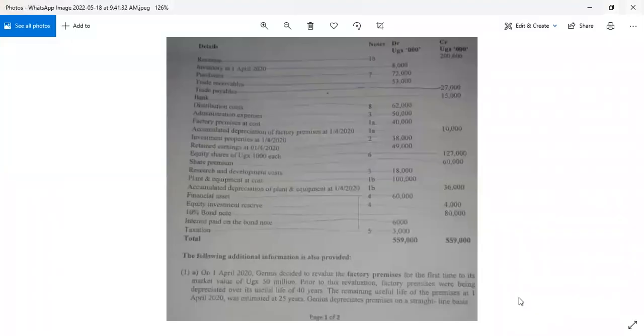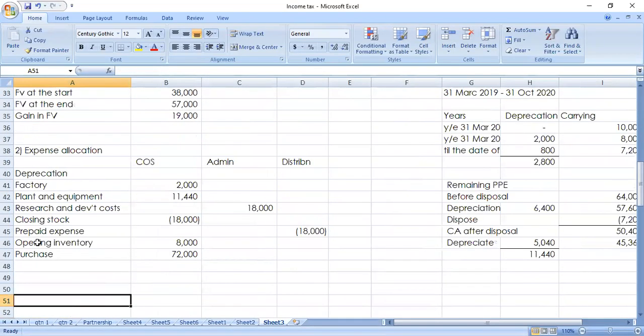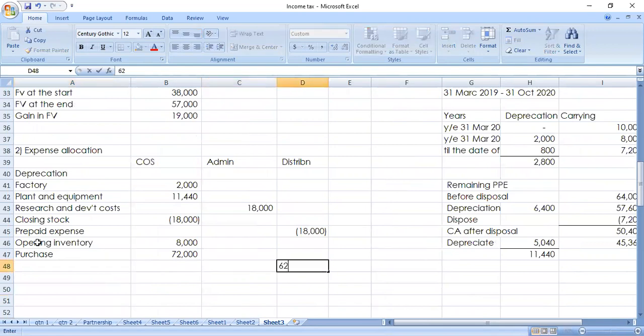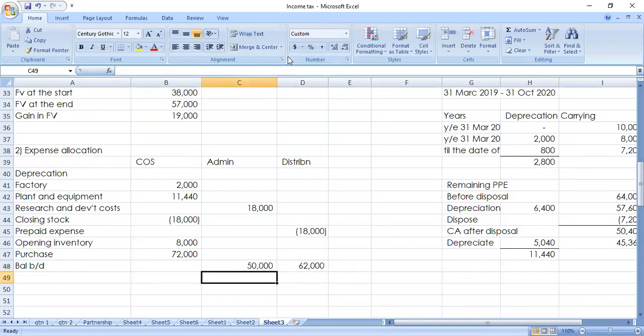You have distribution costs of 62,000. Distribution costs 62,000. Come under the cost of sales table, schedule, stuff like that. Okay, you show distribution costs. There was 62,000. Probably this is the balance brought down in this case for distribution. What's the next item? Next item is, okay, come to the schedule. You say admin brought down. I hope we're together and we are following closely.